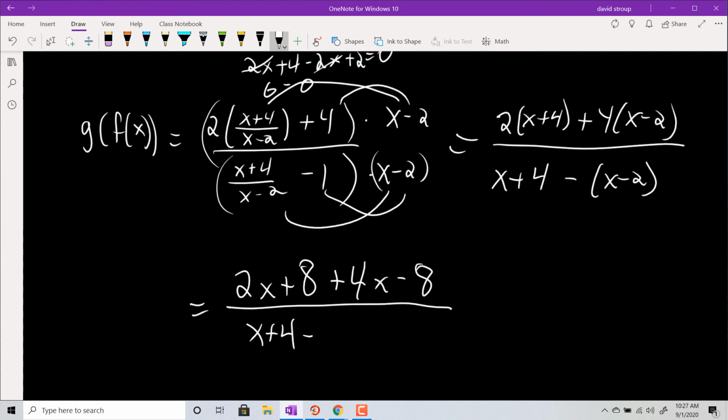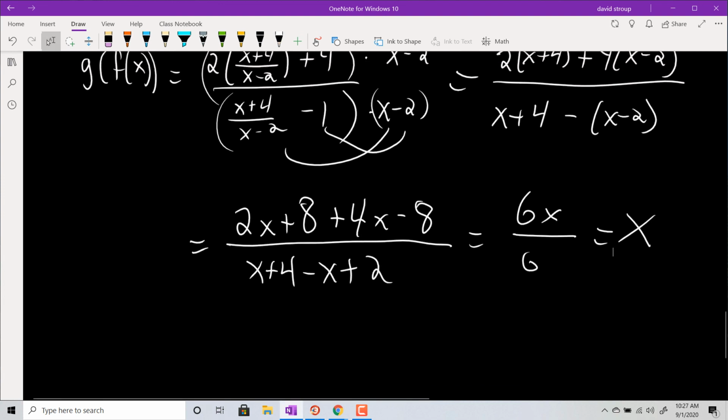X plus 4 minus x plus 2. So in the numerator, I'm getting 6x. In the denominator, I'm getting 6. And so that's x for all x in the domain of f of x. It'll work.